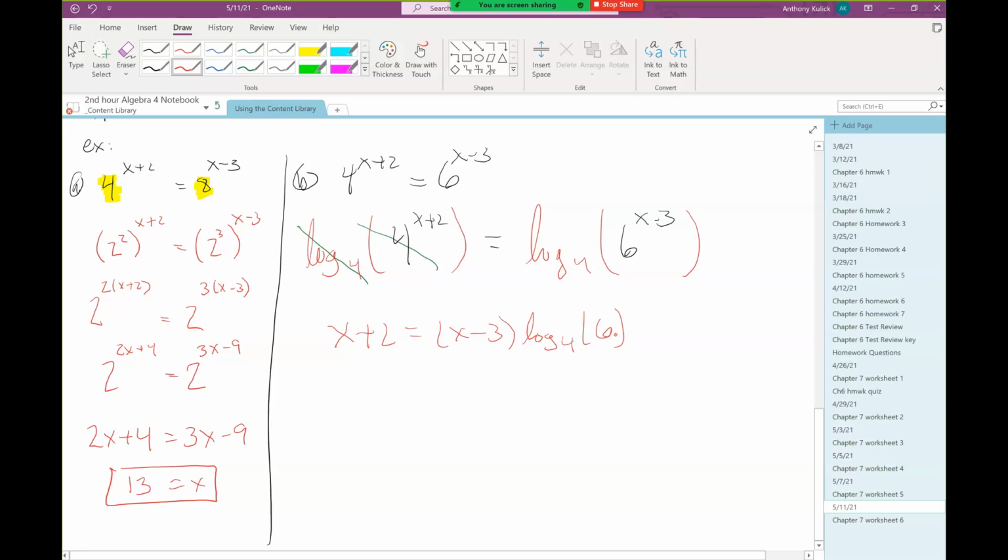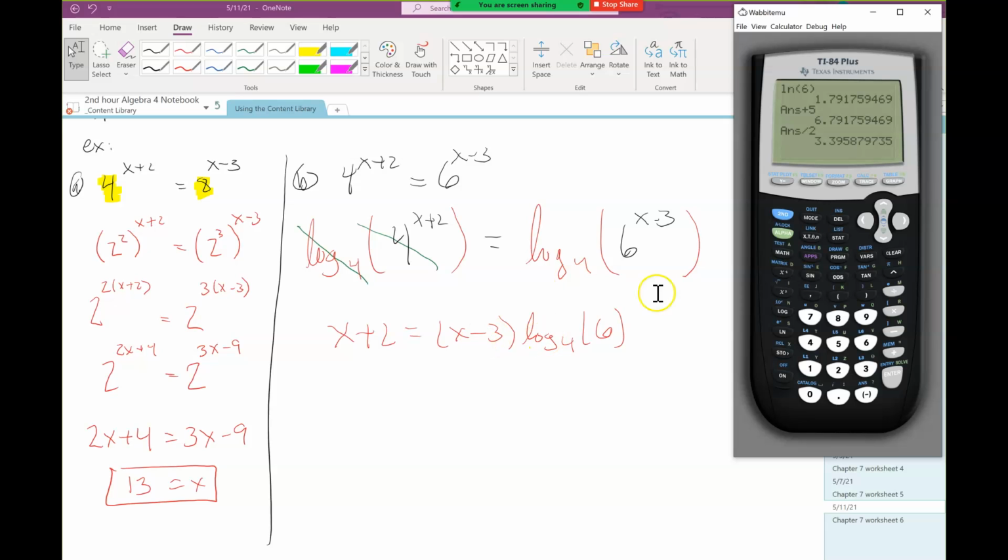Everybody's okay with that? Now keep in mind, log base 4 of 6, that's just a decimal, right? That's just some number, like the square root of 2 is just a number. And in fact, if it makes your life easier, you could fire up your calculator and replace log base 4 of 6 with the decimal. In this case, log base 4 of 6 is, I don't know, 1.2 something probably. Now, 1.292.